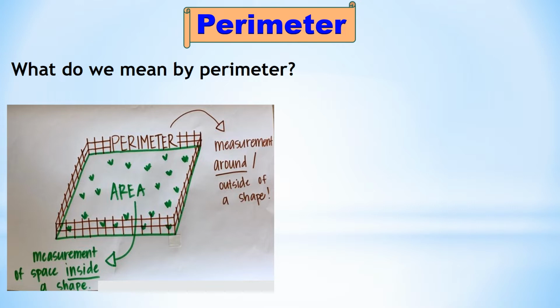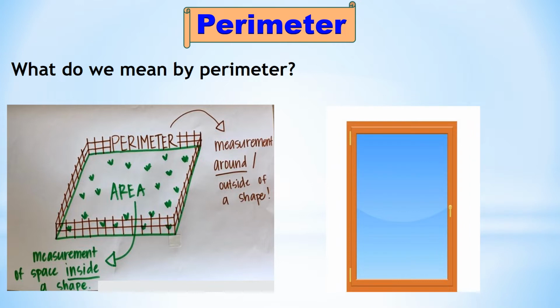To see another example now, we have here this photo. This photo is of a window. This window has a frame, this brown frame. This brown frame is the perimeter. This is the distance outside the shape, but the glass inside the window is the area. So area is the space inside the shape, but the frame is the distance around the shape or the distance outside the shape.